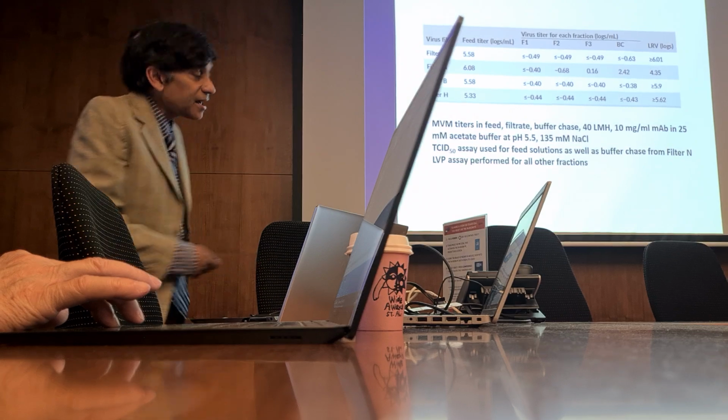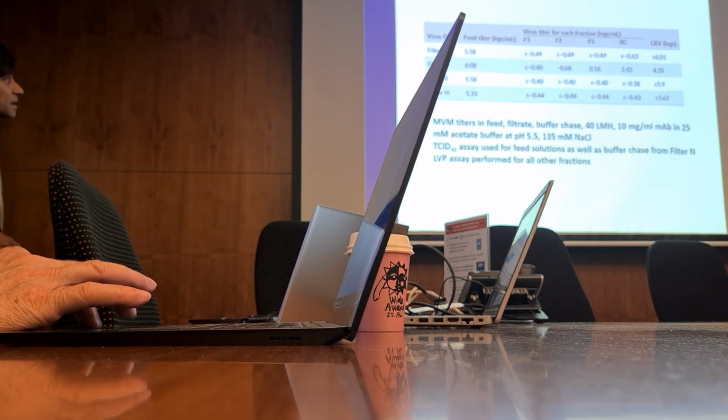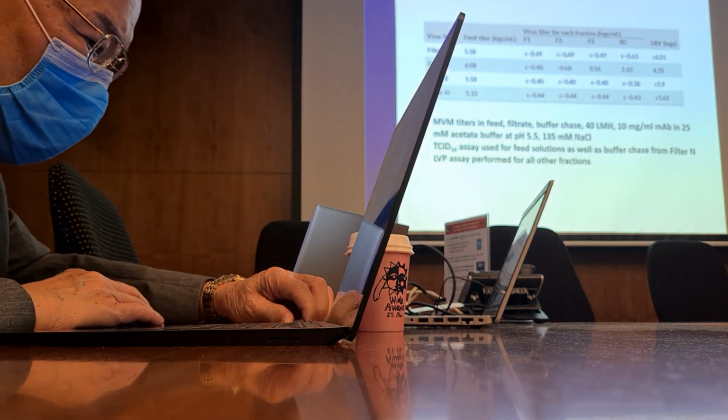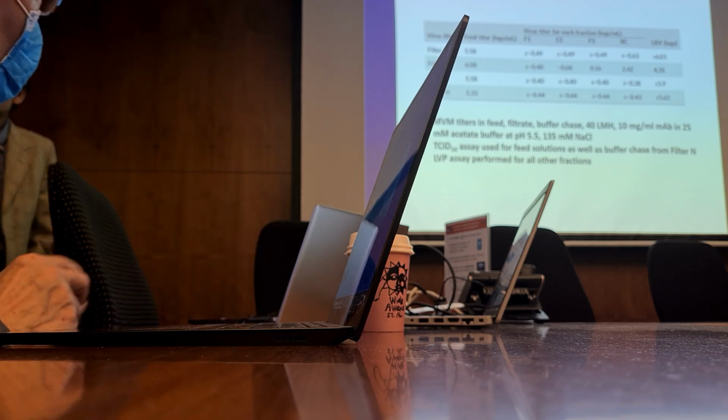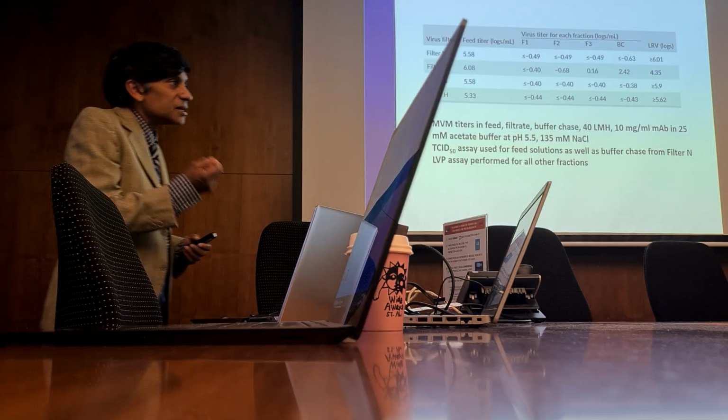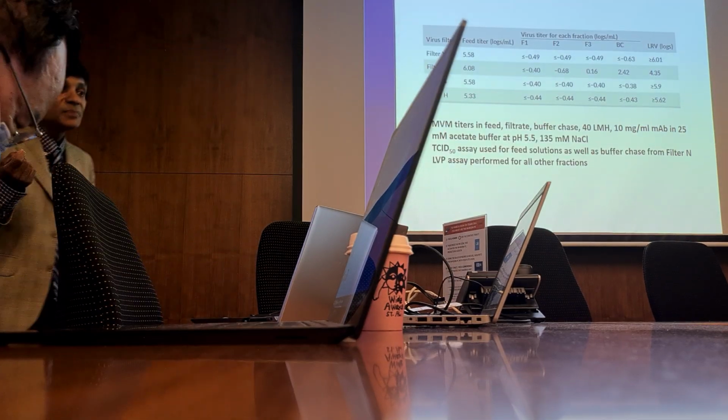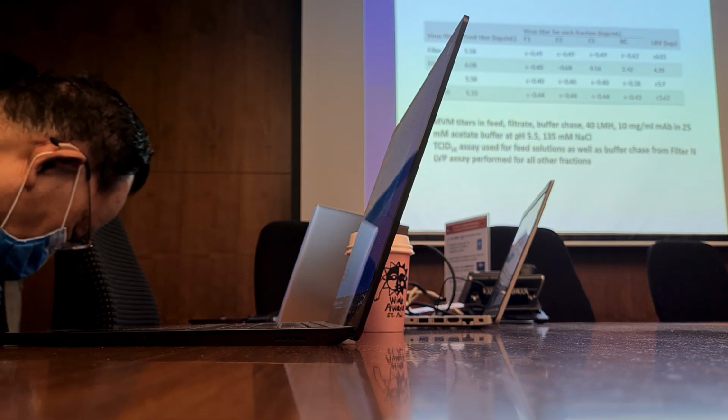But if we run at higher fluxes, this is at 40 LMH, with the exception of filter N, none of them show any breakthrough, all below level of detection. So in the case of continuous biomanufacturing, one big problem is how you design these virus filters.